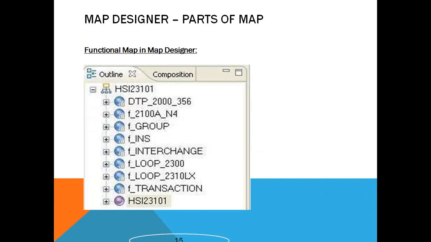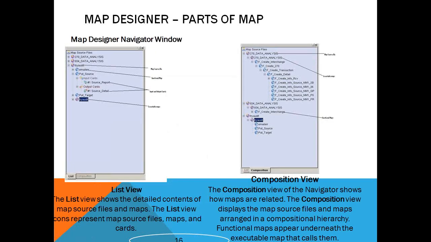All these sky blue color icons are functional maps. Gray color is the actual main map. All these are the functional maps: DTP, 2000, N4 segment, group, INS, interchange, this is the loop, transaction. Always create the functional map with F underscore, it is advisable so that it will be easily identified. Okay, I've understood.